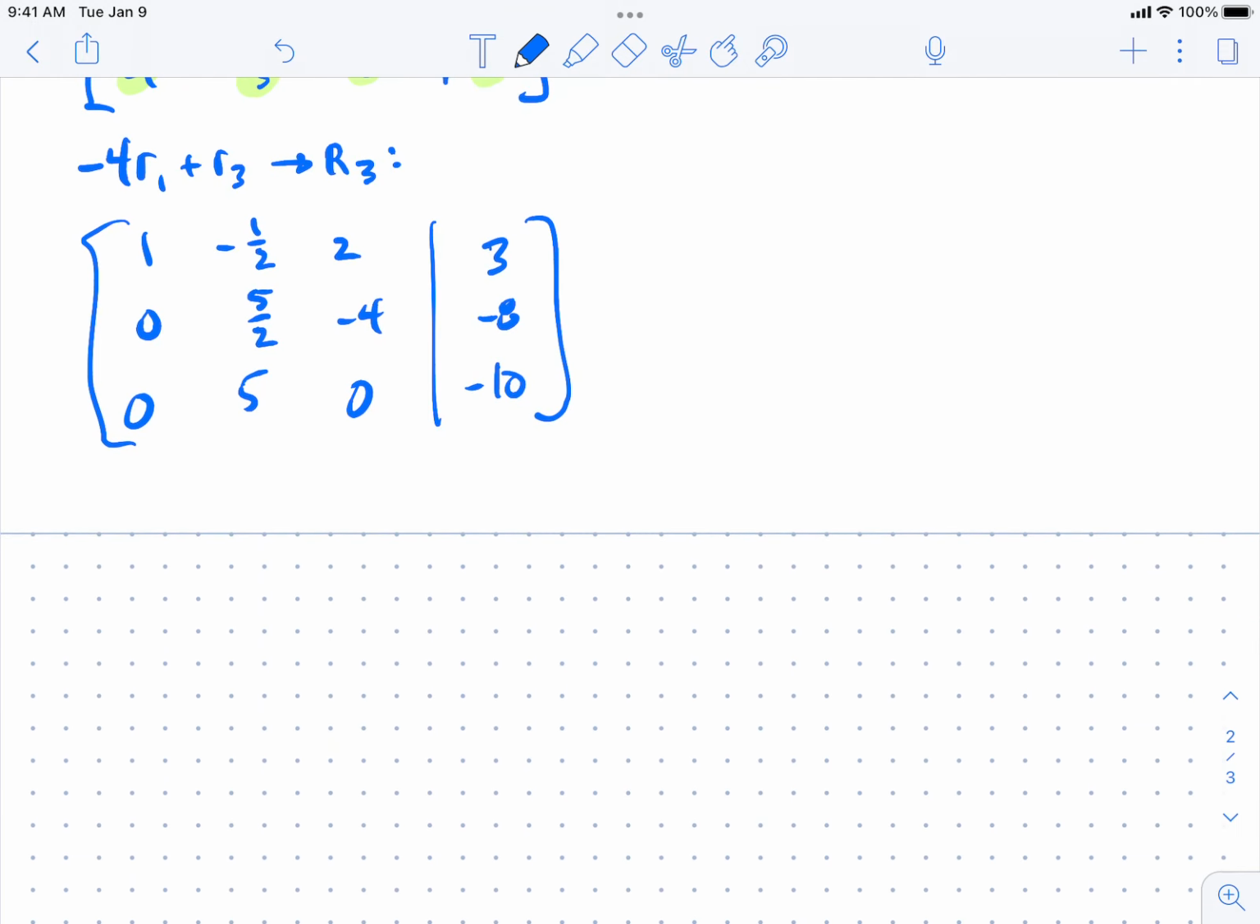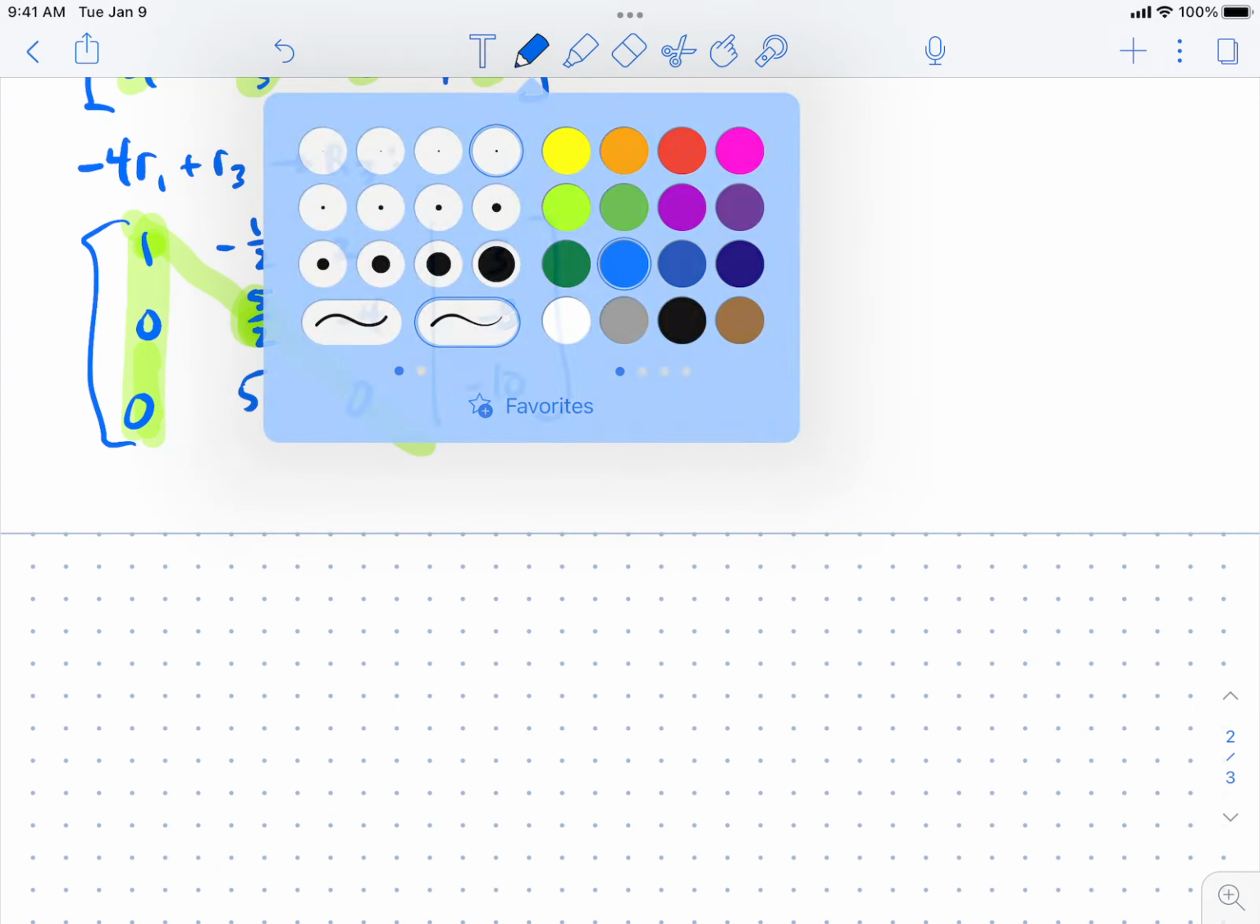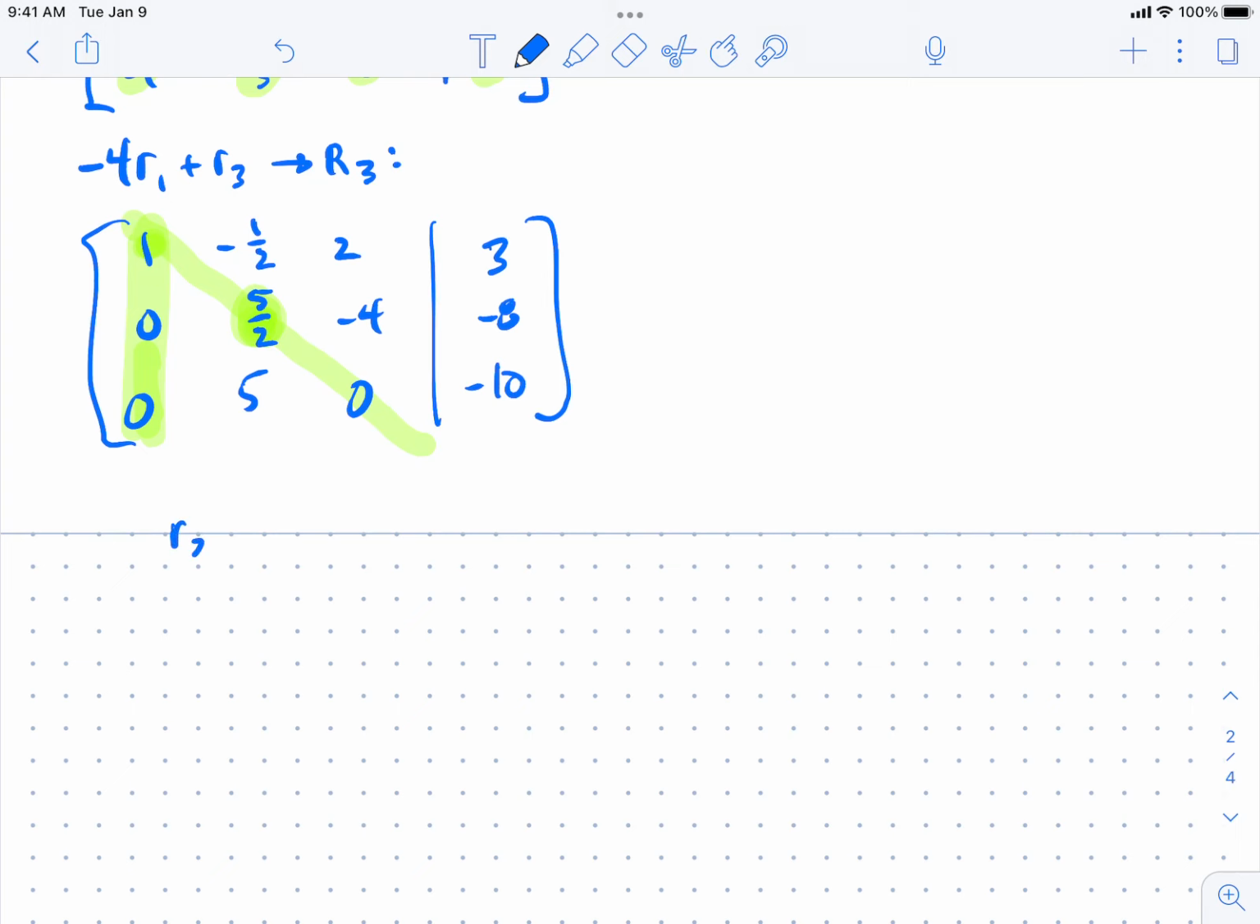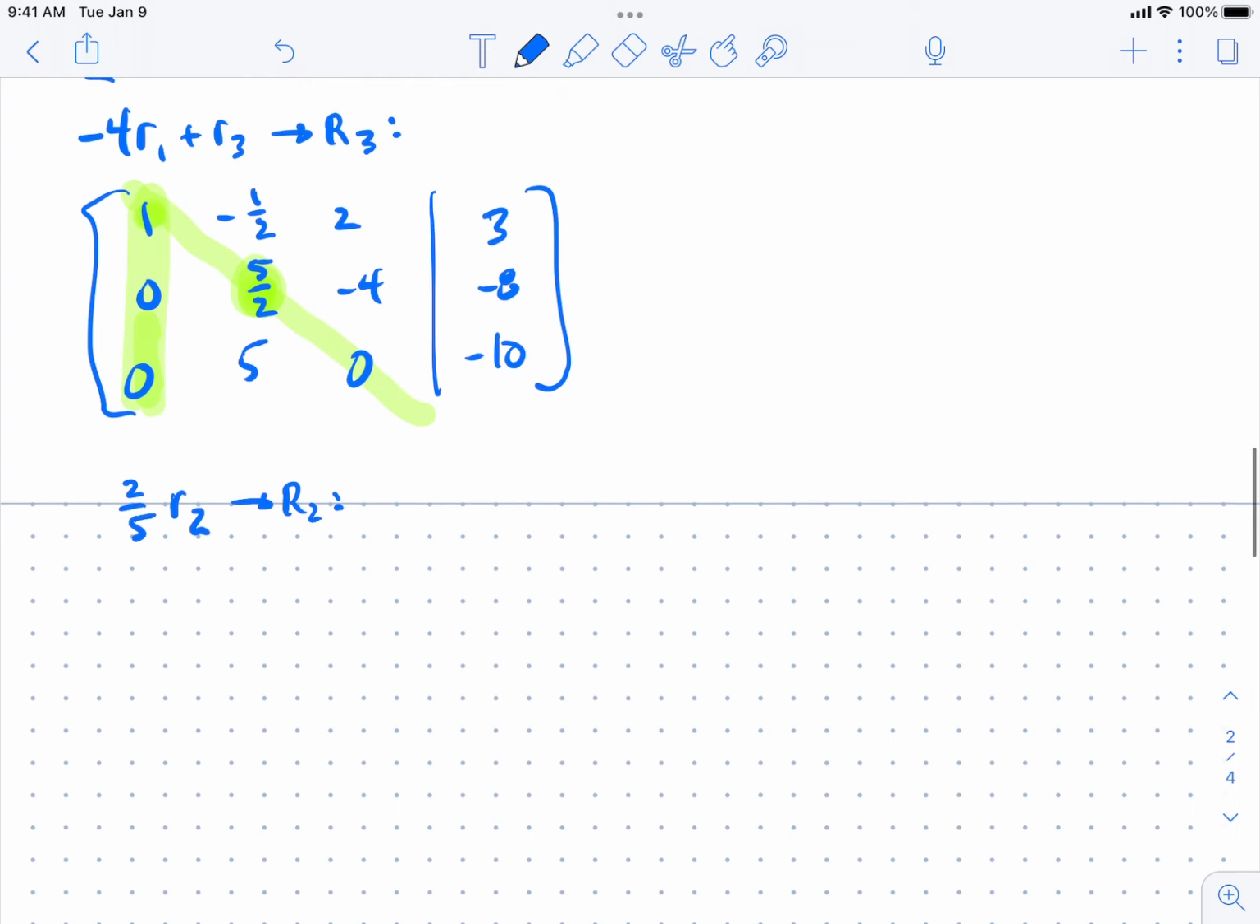What's my next target? The next target would be here. Remember, row echelon form is going to be 1s down the diagonal and 0s underneath. So the first column is all figured out. I got the 1 there. I got the 0s underneath. Now I've got to move over to this next column and say, okay, I need that 5/2 to become a 1. How to do it? Well, you multiply by the reciprocal. So the old row 2 times the reciprocal, which will be 2/5, will become the new row 2.